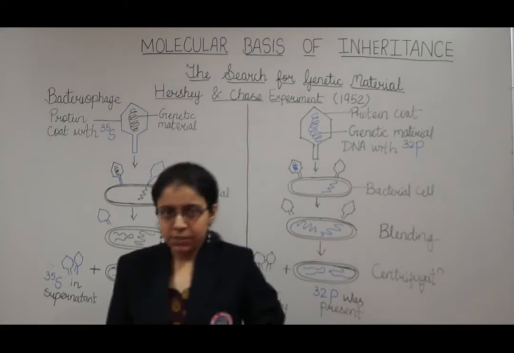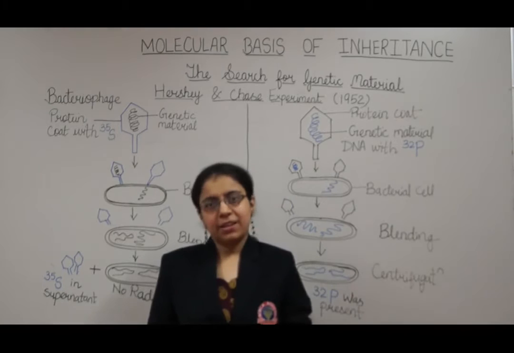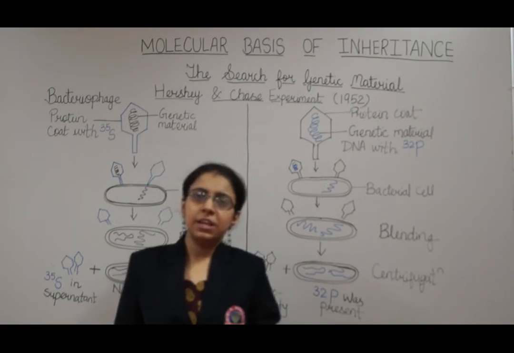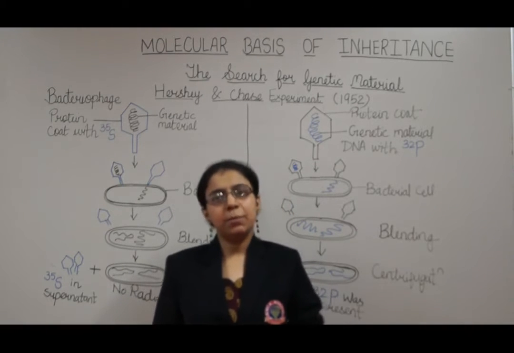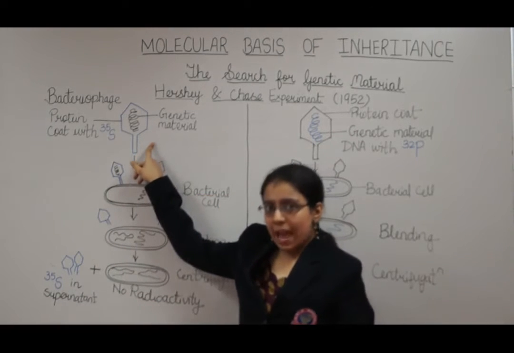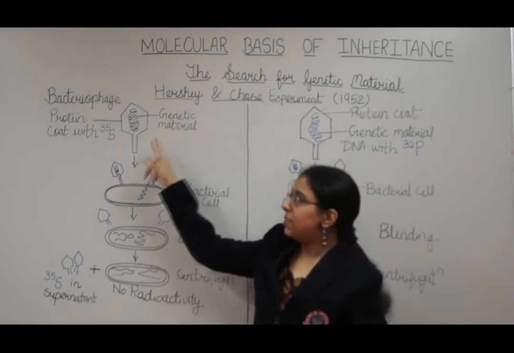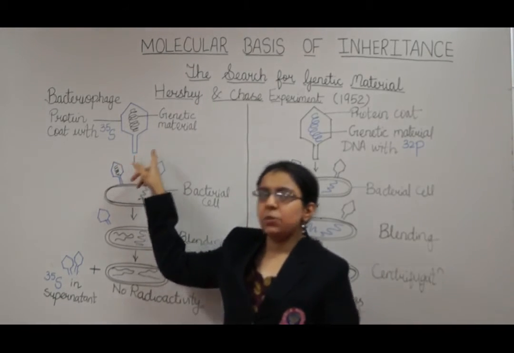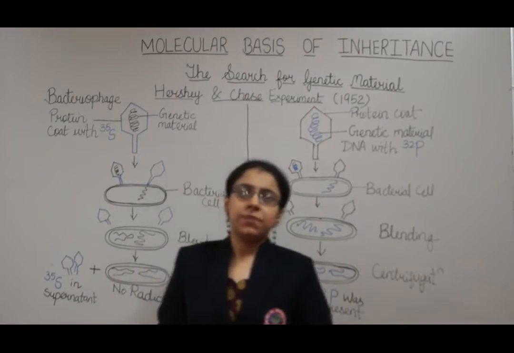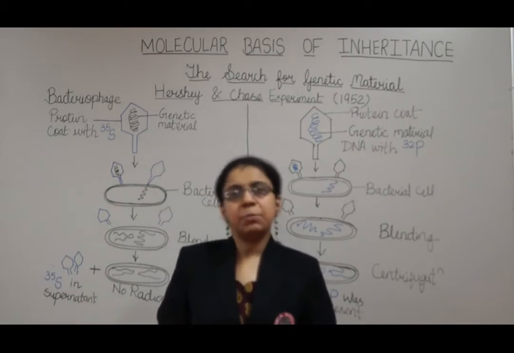These bacteriophages, when we consider their structure, they have two portions. That is the outer portion, which consists of protein coat, and the inner portion, which consists of genetic material. They used the bacteriophages in the labs by growing them in two different culture medium. In the first culture medium, they made use of radioactive sulfur. Now why do they make use of sulfur over here? Because viruses need sulfur in their protein coats.